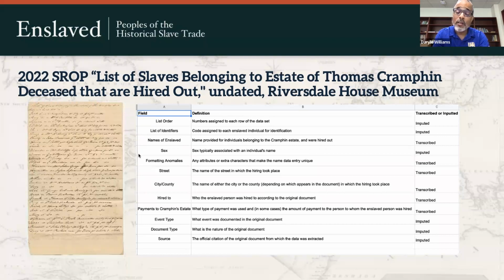Then they defined what they understood to be in that field, and then described whether that field was a direct transcription, something that appeared in the original document, or whether it was an imputed attribute. So this data dictionary gives you some sense of the data extraction process, from the document on your left, the original, which translates in just as a kind of key or a guidebook on the right to an actual data set.